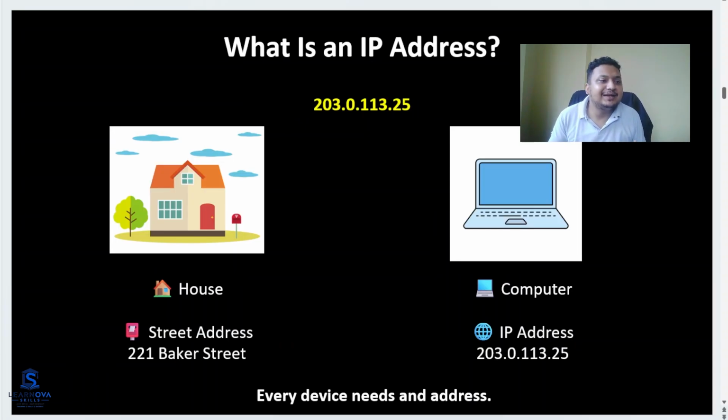So what exactly is an IP address? An IP address is a network address used to identify a device or network interface. A simple analogy is a house. If I want to send something to your house, I need an address. In the same way, if one computer wants to communicate with another computer over a network, it needs to know where to send the traffic. For example, an IPv4 address can look like 203.0.113.25.